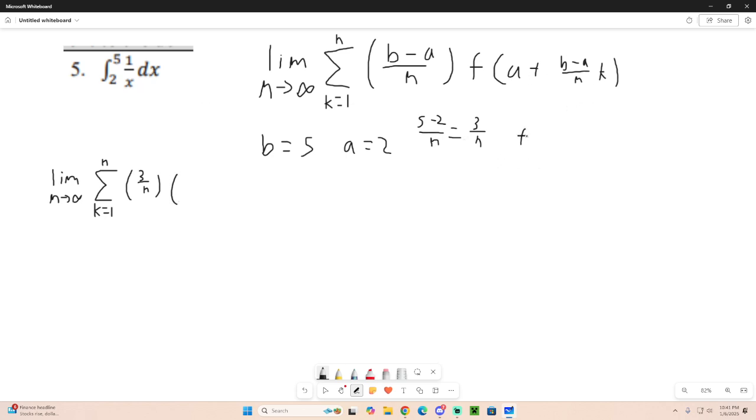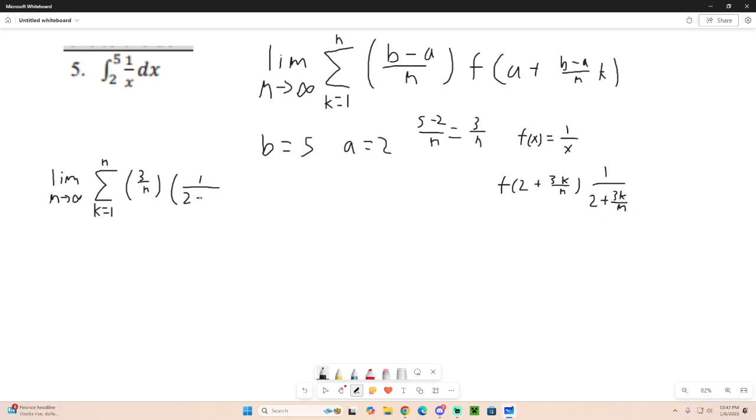So we know that f of x is equal to 1 over x, right? So now we find f, and I'm just going to plug it in right here. a is 2 plus 5 minus 2 is 3 over n. So I'm going to just write the k in the numerator, right? And then we plug this into x, so we get 1 over 2 plus 3k over n. Does that make sense?